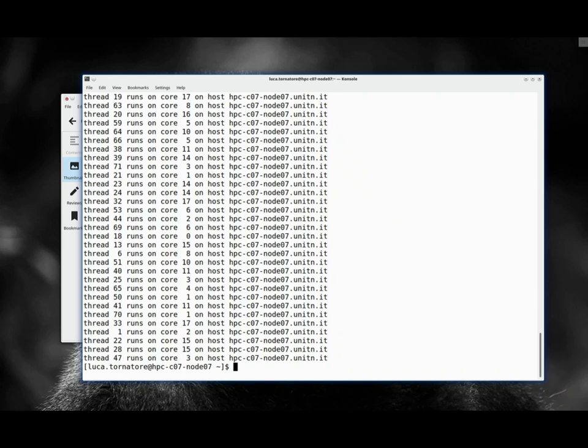Core 11, core 11, 14, 14. Because I asked for these two things: places is sockets, and the binding policy is to stay on the same place as the master. Since the place is the socket, it will use all the cores of the master socket. In fact, that is what happens, right? So you can play a bit and understand how it works.